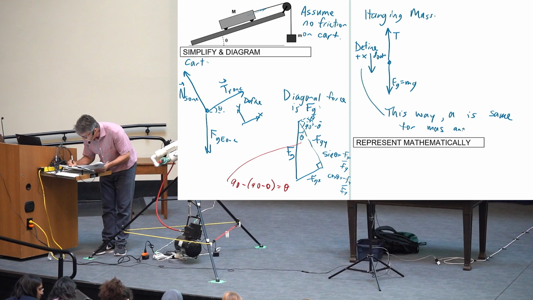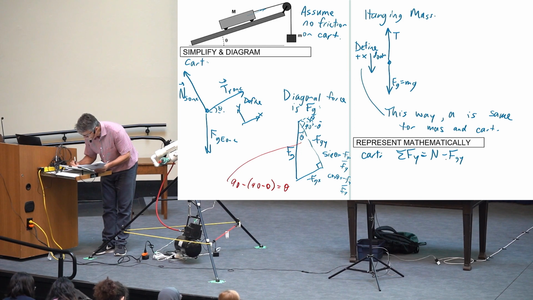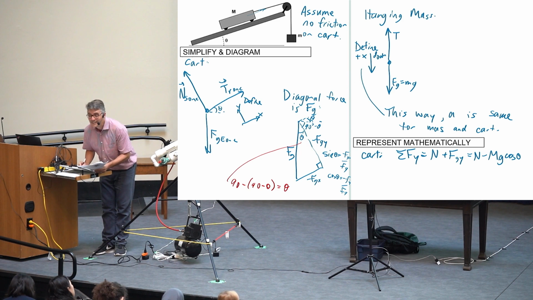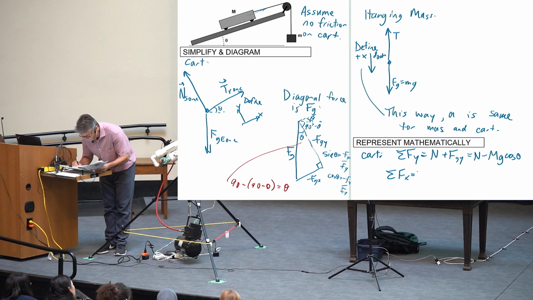So for the cart, the sum of all the forces in the y direction is going to be equal to the normal force minus F_gy, or I guess plus F_gy, but that's going to be negative. So it's N minus Mg cos theta, because the y component of the gravity force is negative. Careful of that. And then the sum of all the forces in the x direction is going to be tension plus the F_gx, which is tension minus Mg sine theta.